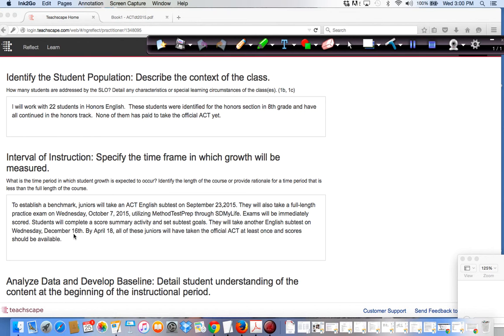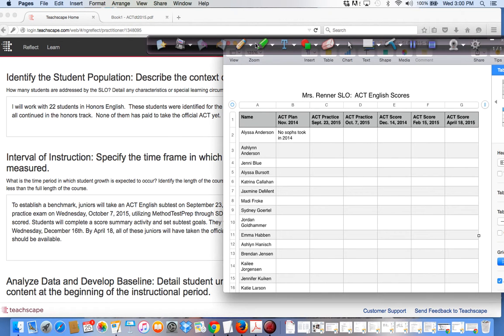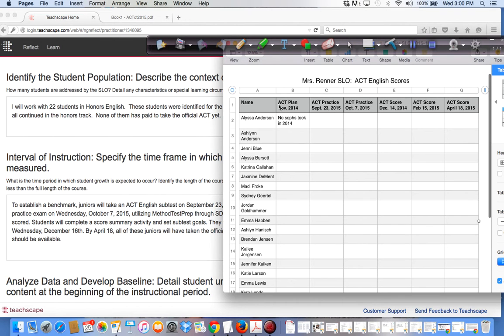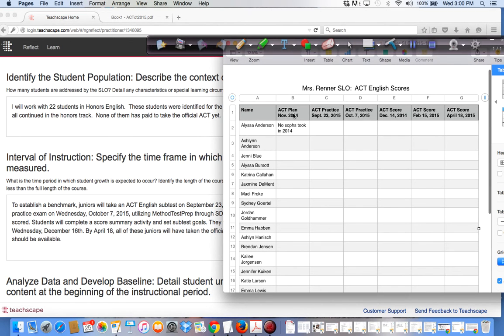By April last year, all of my honors kids had taken the official ACT at least once. This is the document that I'm using to track their progress. I have a hard copy in my teacher binder. I don't have this column anymore, but I do have the ACT practice English subtest score that we did.